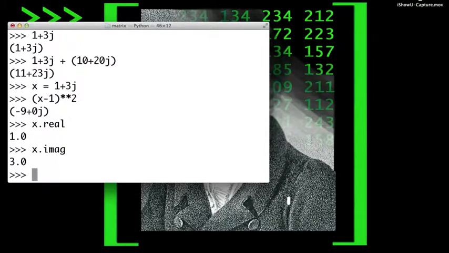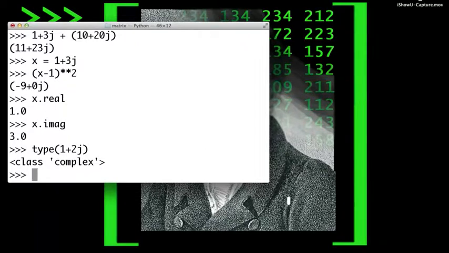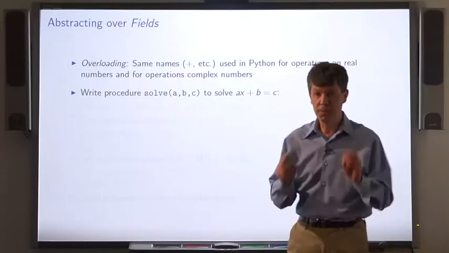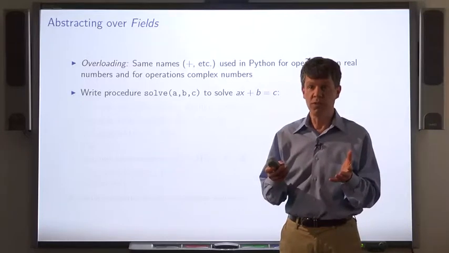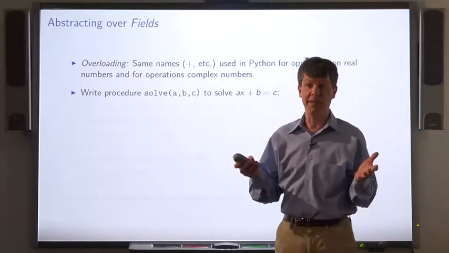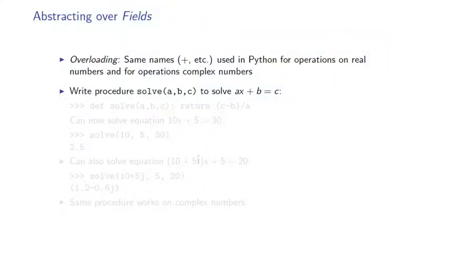Now, this may remind you of object-oriented programming and access to instance fields. Yep. Complex is a class in Python. We see that in Python you use plus to add real numbers or complex numbers. Use of the same name for different procedures is called overloading. And overloading turns out to be quite useful.